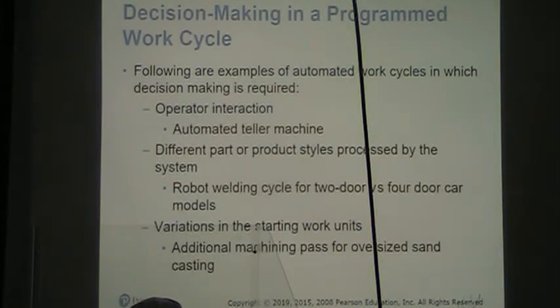And we might have variations in our work units that we put in. They give an excellent example here. You might need additional machining if you have an oversized casting. In other words, when they cast it, it didn't perfectly cast like it usually does. It's a little larger than usual. If we don't interrupt the cycle, the machine will try and do it for the regular size, and you might break tools and have other problems.